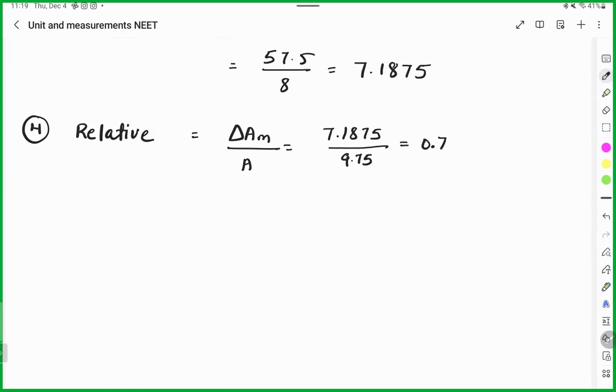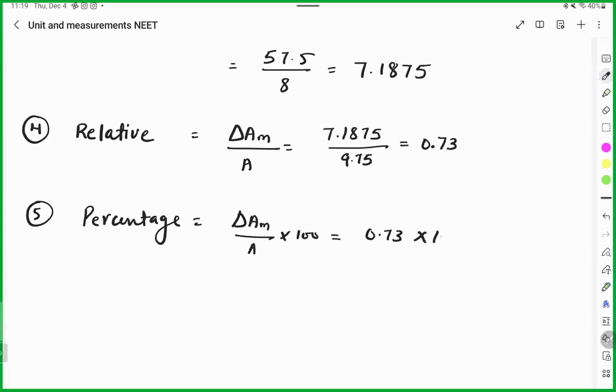0.7 something. No? Tell me exact value. So 0.73. Okay. So this is the relative value. If you calculate percentage in this case, same relative value, but multiply by 100. Correct. This is 0.73 multiplied by 100. 73% is the percentage change. Correct. Done. Any doubt?